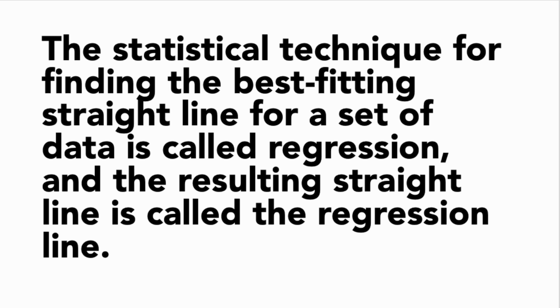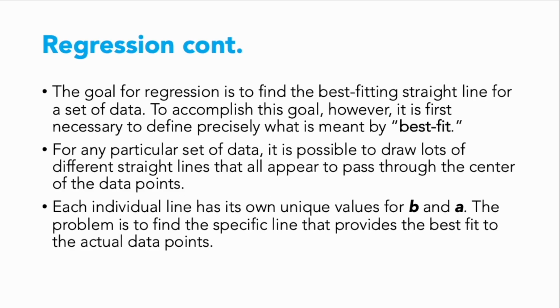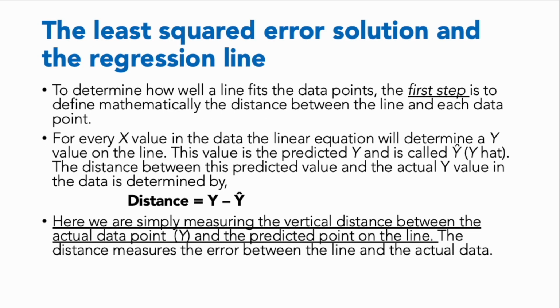The statistical technique that you use to find the best fitting straight line for a set of data that is given, we call it regression, and the line is called the regression line. Now, the goal in regression is to find this best fitting straight line. However, you should always keep in mind it is necessary for you to define precisely what is meant by this best fit. To determine this best fit, you need to determine the value for b and the value for a in a given relationship. But before we go through that, let's try to understand how exactly we are going to find this relationship.